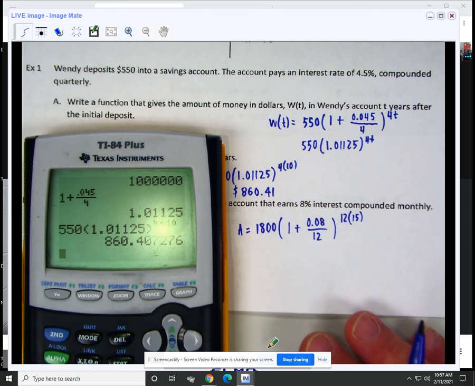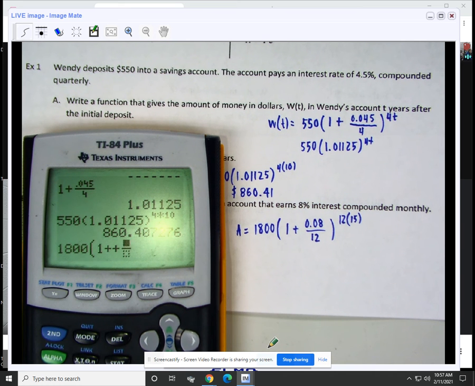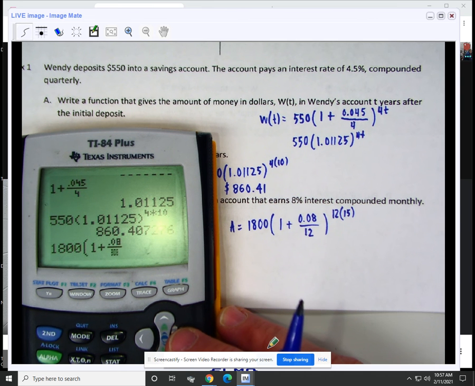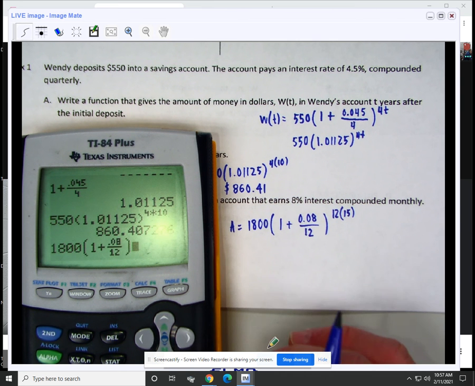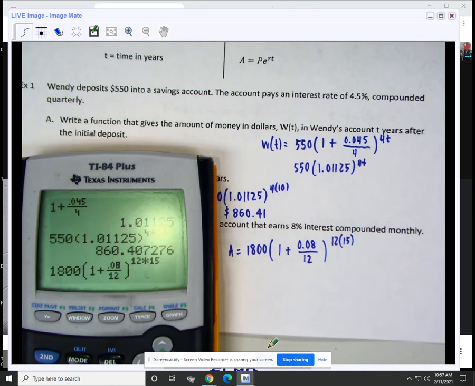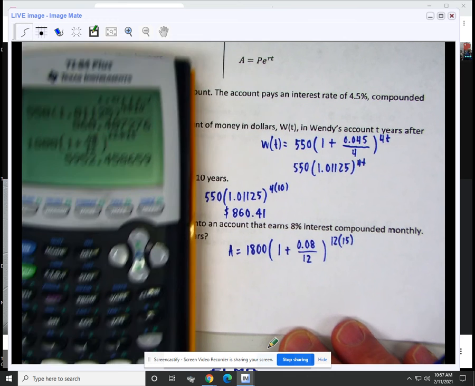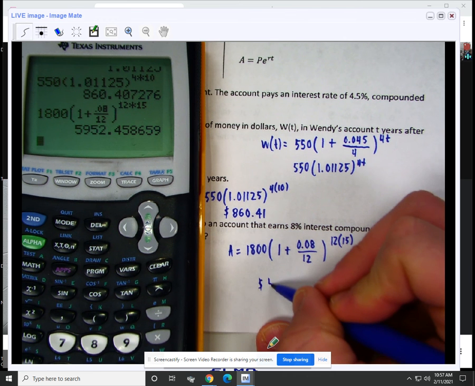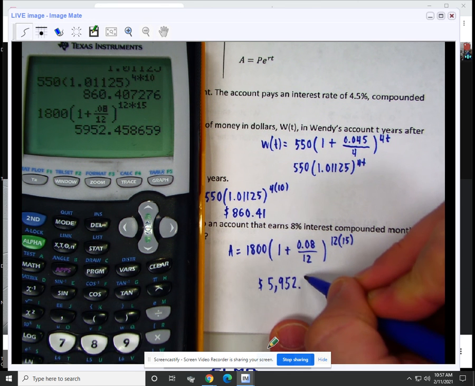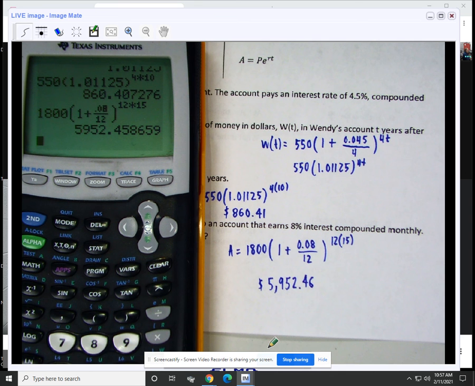Now let's just type it all in. 1,800, open parentheses, 1 plus, so we got 0.08 up top. We got 12 in the bottom. We close that parenthesis and we raise it to the 12 times 15 power. Does everybody see that? So all I have to do is push equals, and my answer is she will have $5,952.46. Okay? What do you think? It's not too bad, right?